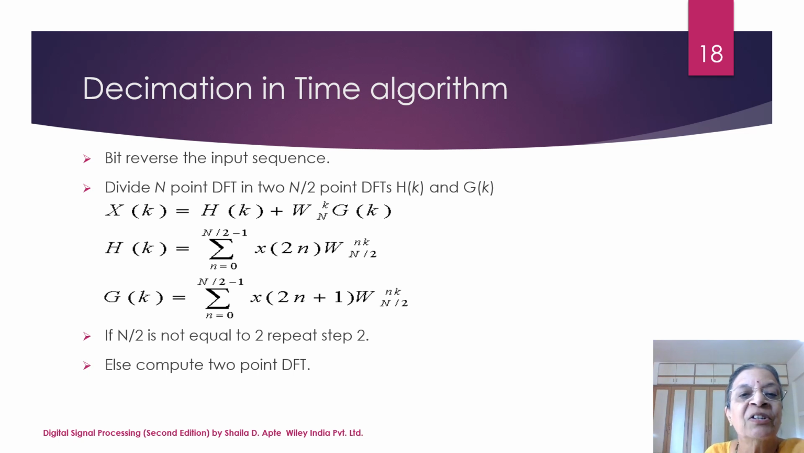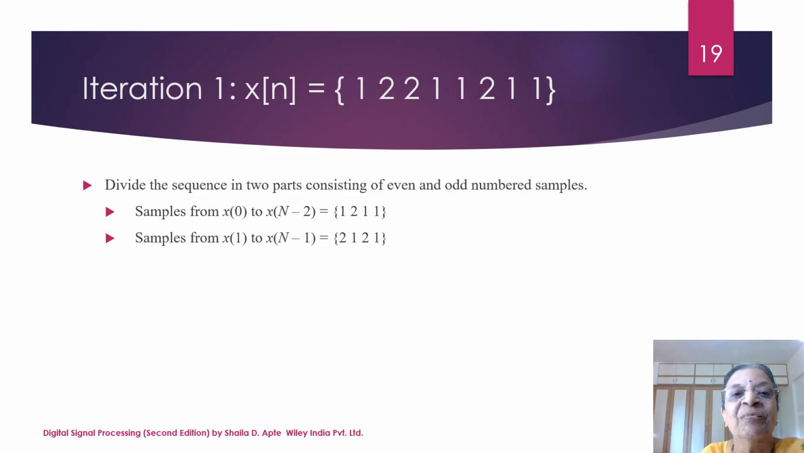So we calculate Xk, it is Hk plus W_N raised to k Gk. But what is Hk? Hk is summation x of 2n, W raised to nk, to the base N by 2. Similarly, Gk is calculated using x of 2n plus 1, that is odd number of values. Hk is using even number of values. And if N by 2 is not equal to 2, again repeat step 2, else compute 2-point DFT computation. So same as before.